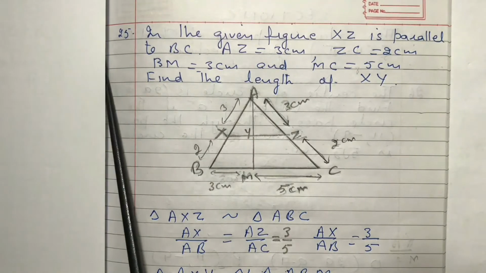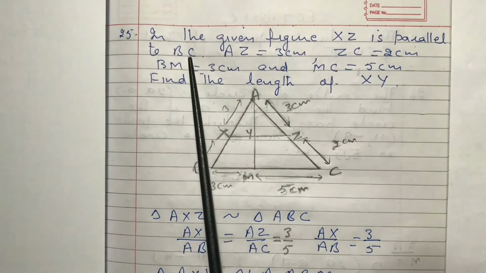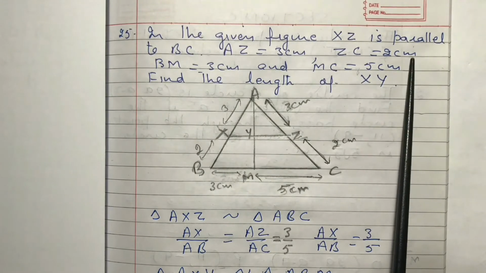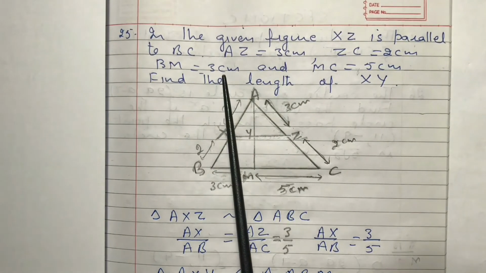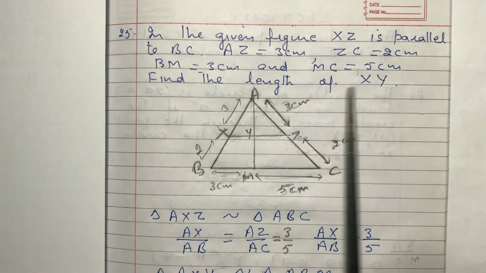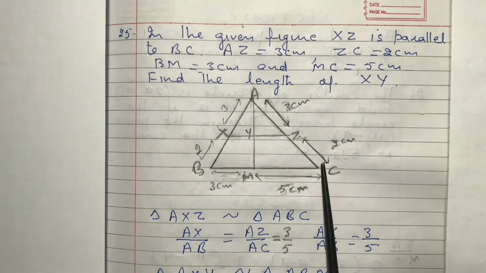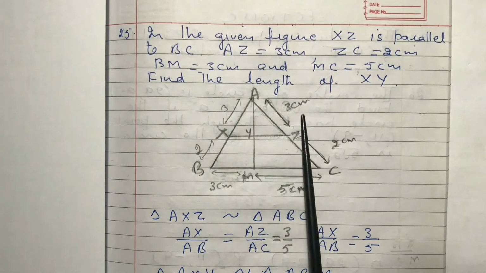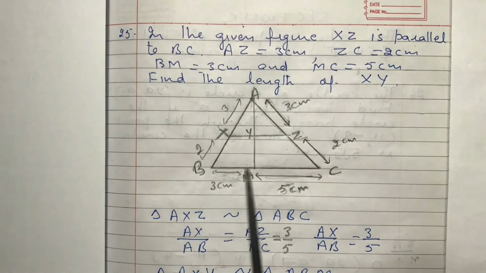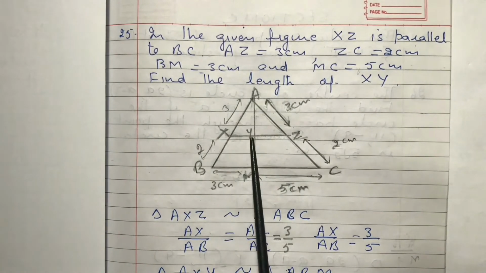Now question number 25. In the given figure, XZ is parallel to BC. AZ is equal to 3 cm, ZC is equal to 2 cm, BM is equal to 3 cm and MC is equal to 5 cm. Find the length of XY. Now this figure is given to us. ABC is a triangle in which AZ is 3 cm, ZC is 2 cm and this is 3 cm, this is 5 cm. I am to find the value of XY.